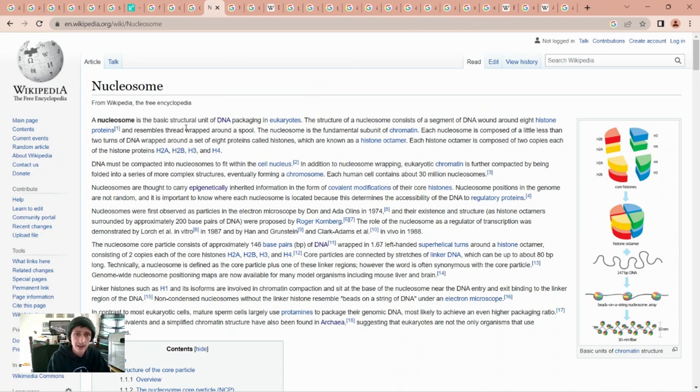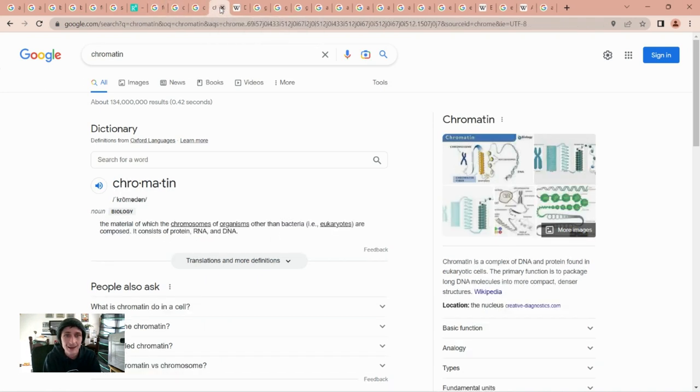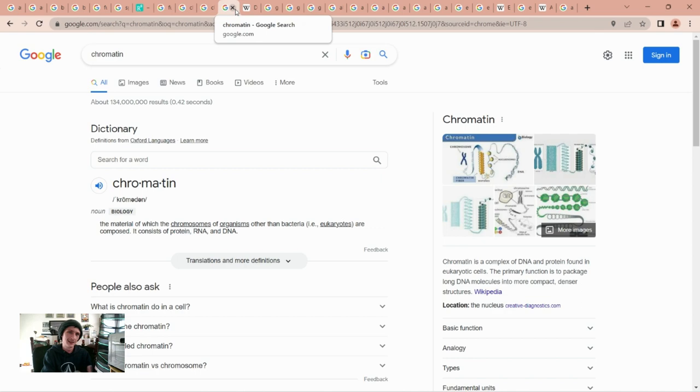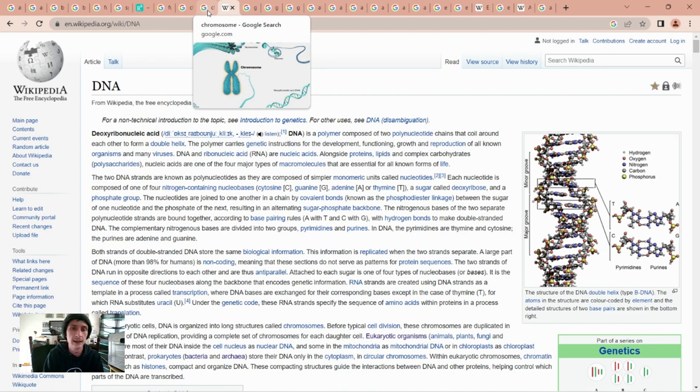A nucleosome is a basic structural unit of DNA packaging in eukaryotes. I don't think it's super important, just to visualize what a chromosome is. A histone is any group of basic proteins found in chromatin. Chromatin is the material of which chromosomes are composed. It's basically just DNA, RNA, and protein. So those are miscellaneous terms that probably aren't going to be too important. RNA, nucleosome, ribosome, all contained within the chromosome, which is essentially made out of DNA.